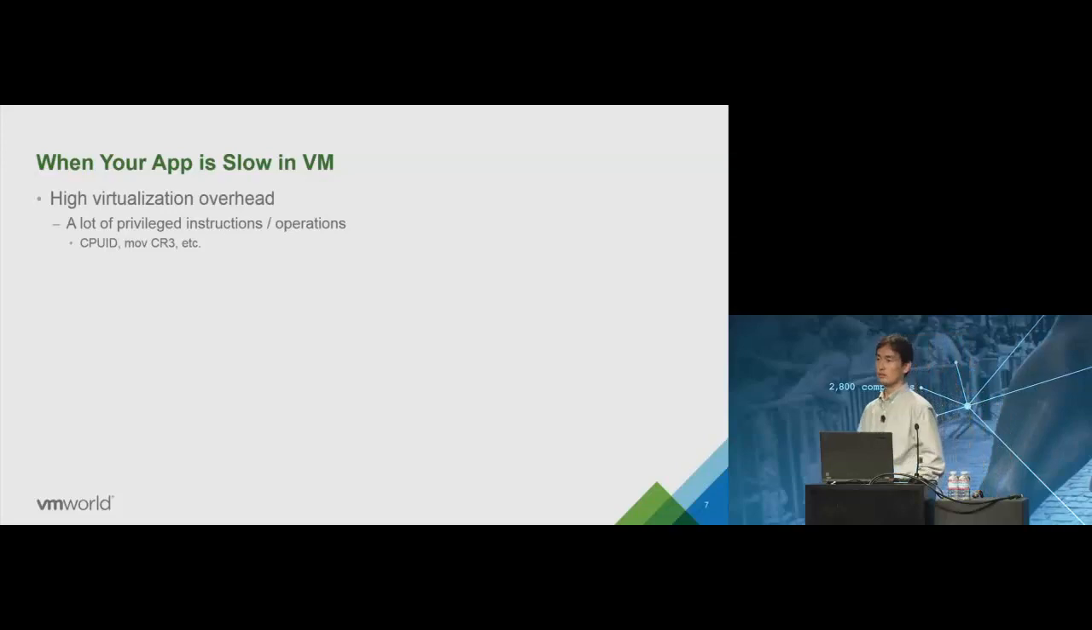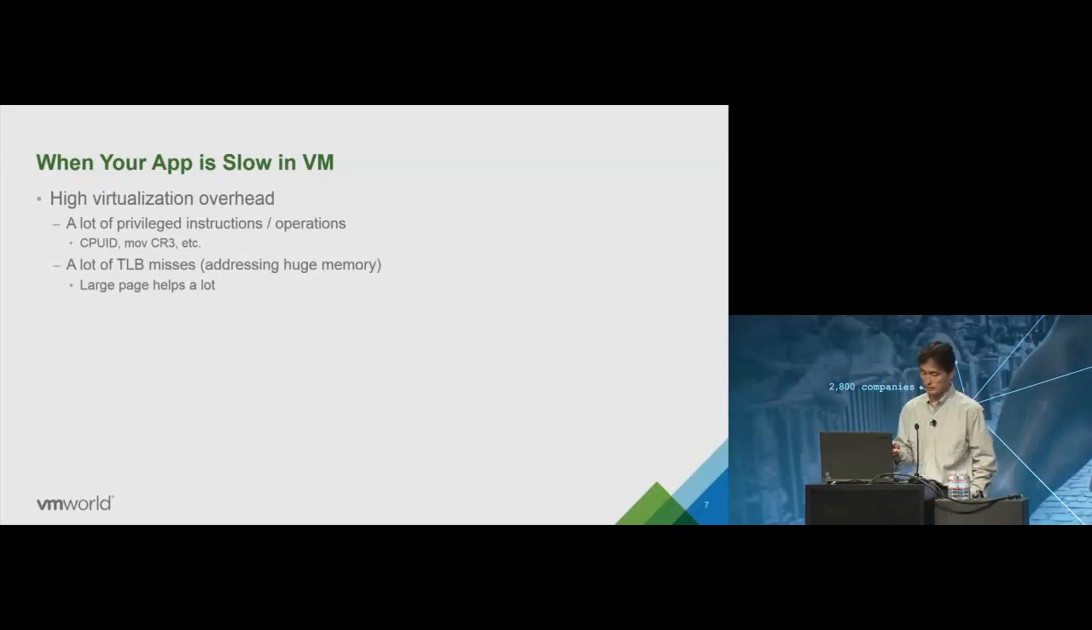So let's say you notice that your application is slower in a VM. What's going on? Whenever I do performance debugging on customer issues, I first start to understand application behavior. How many privileged instructions does it execute? Does it do a lot of context switching, or does it do nothing but context switching? Or does it generate a lot of TLB misses? Something like that.